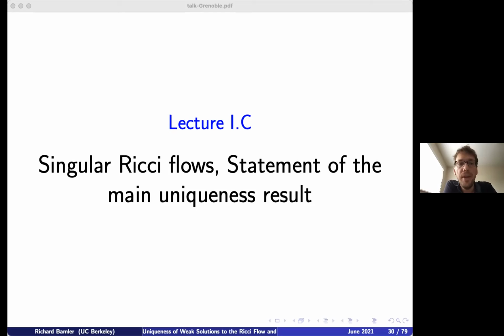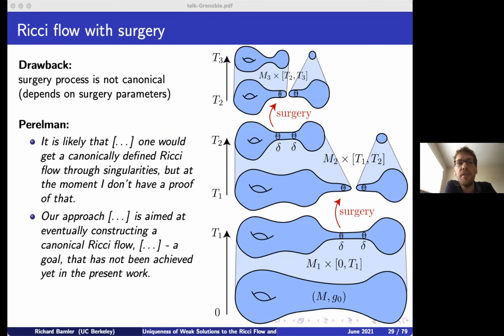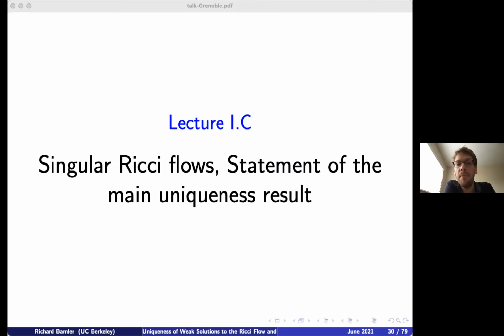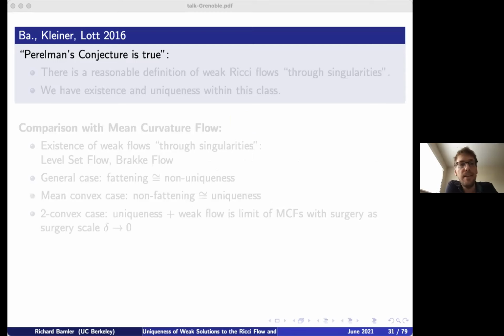What I want to do next is talk about more recent developments, especially developments addressing this question of Perelman. And then I will be able to state the main uniqueness result, maybe in the next lecture. Essentially what I want to get at in this chapter is to show you that Perelman's conjecture, or Perelman's question, can be answered in an affirmative way.